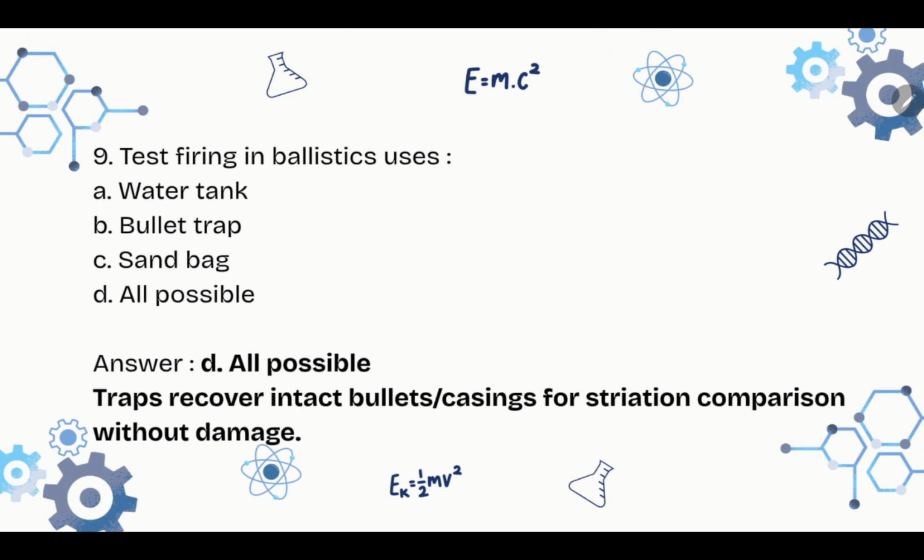Ninth, test firing in ballistics uses. The correct answer is option D. All of the above are possible. Water tanks, bullet traps, and sandbags are used to recover bullets or cartridge cases intact for comparison.